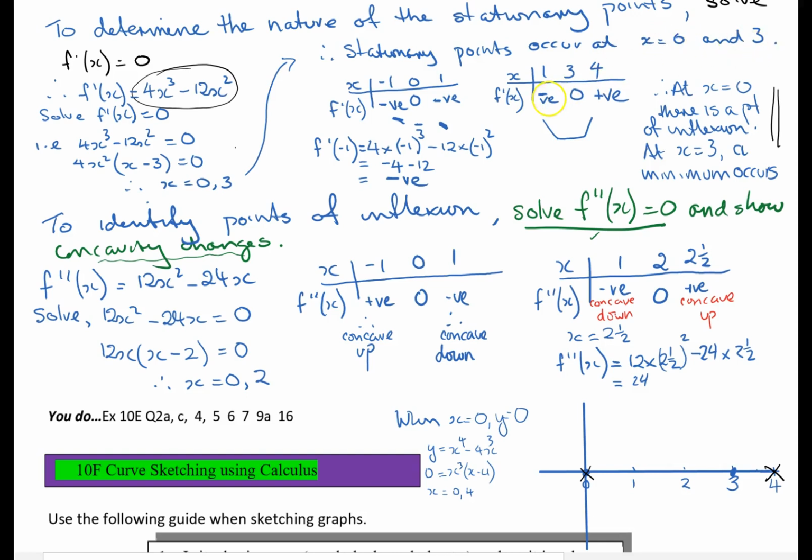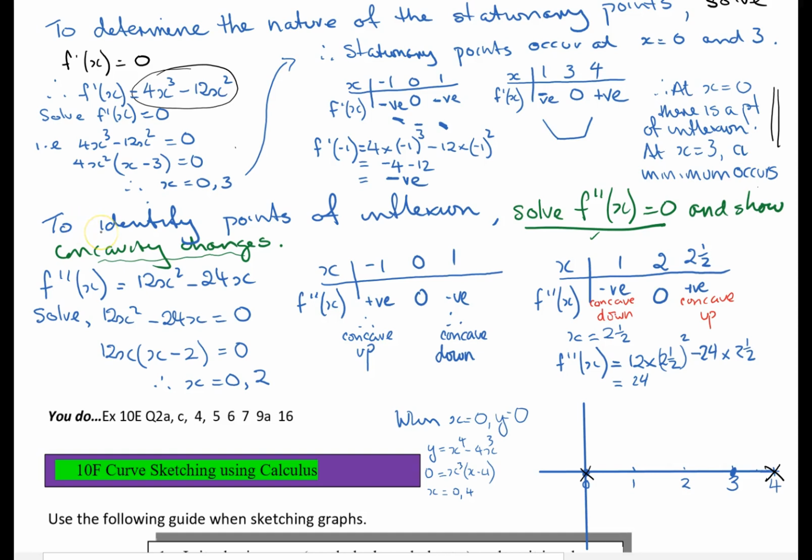Over at x is equal to 3, what's going on? Well, if we know that when x is 1, we get a negative gradient, we don't need to redo that one. At x is 3, we've got a 0. And at x is equal to 4, I didn't actually show the working for that, but you do get a positive. So we've now got, at x is equal to 3, a minimum occurs. So we've got a point of inflection and a minimum so far.